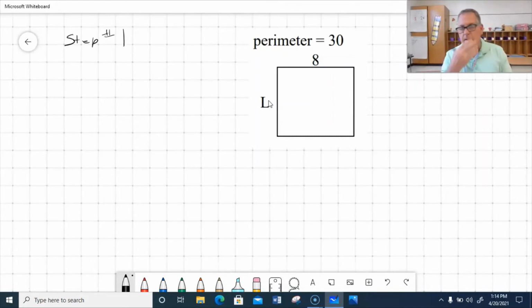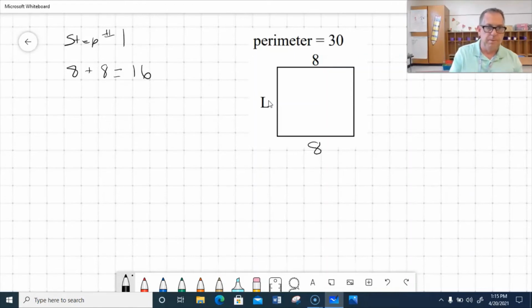Step number 1. On step number 1, we know that opposite sides of rectangles are the same length, so we'll go ahead and label the opposite side. That means this side is 8 right there. Besides labeling the opposite side, we add those 2 sides together. So that's 8 plus 8, and I know 8 plus 8 equals 16.